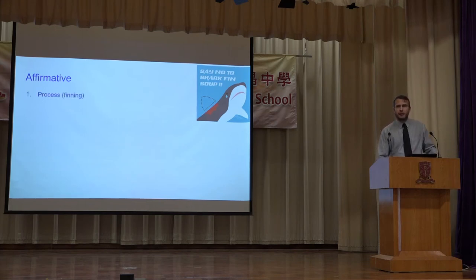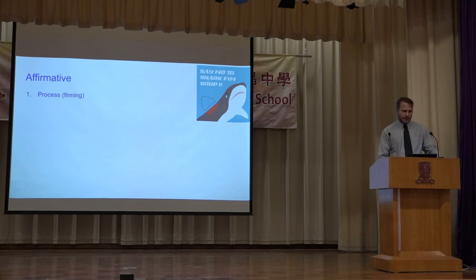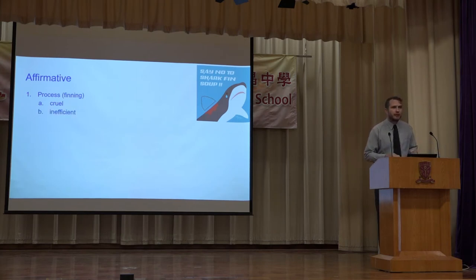First, let's talk about the process. Finning. So they use shark fins, and when they cut it off, it's called finning. And that's a very cruel process. The shark is still alive, and it's inefficient. That means you only cut off the fins, and the rest of the shark is left to drown. Yes, they drown in the sea because they can't swim. So it's a very bad process. Let's ban shark fins.